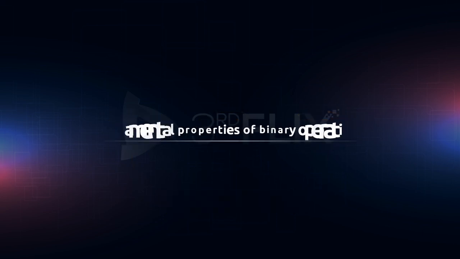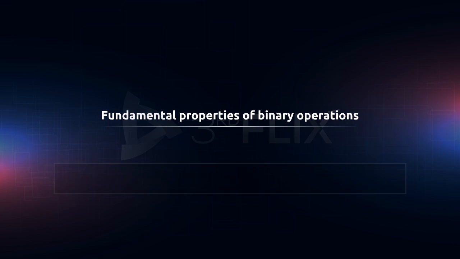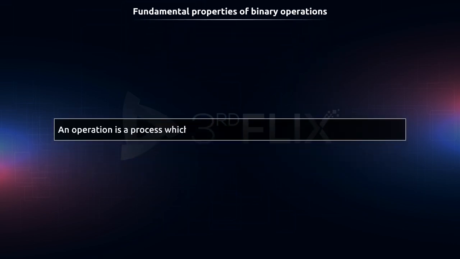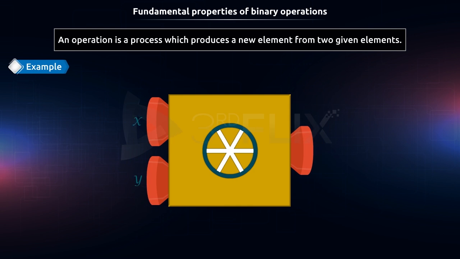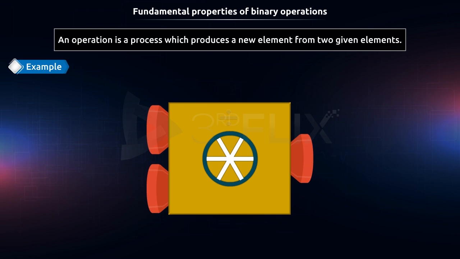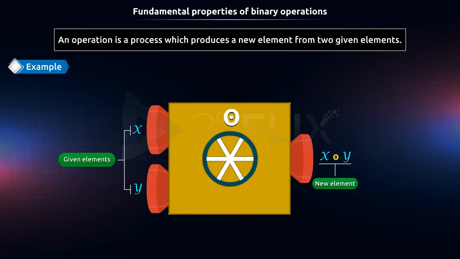Let us study the fundamental properties of binary operations. An operation is a process which produces a new element from two given elements. For example, addition, subtraction, multiplication, and division of numbers. If the new element belongs to the same set to which the two given elements belong, the operation is called a binary operation.